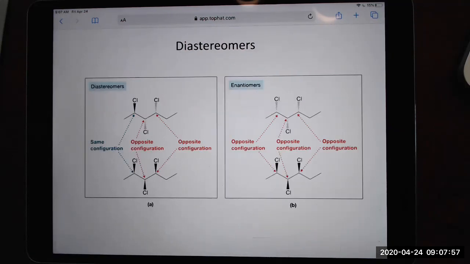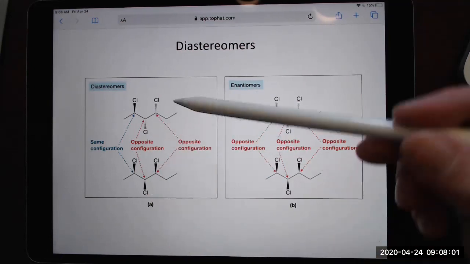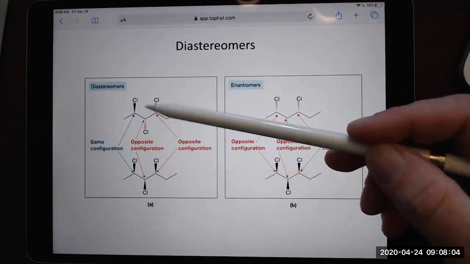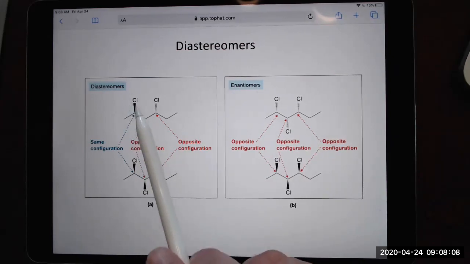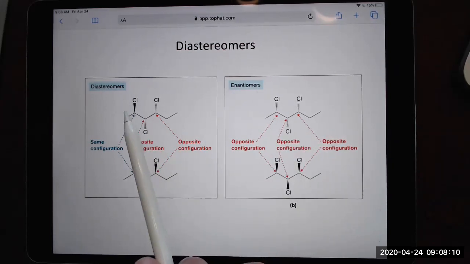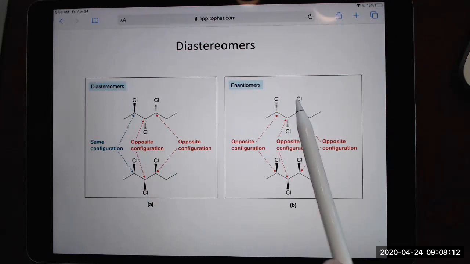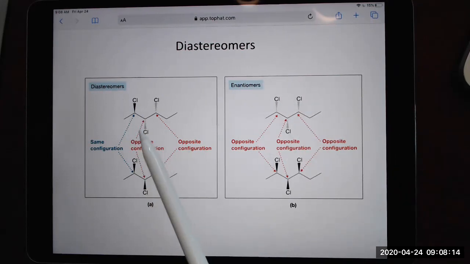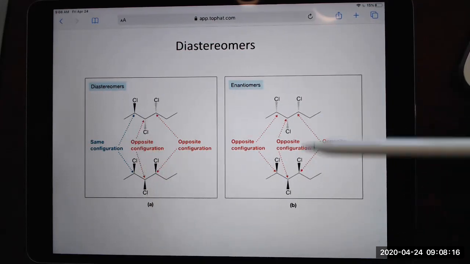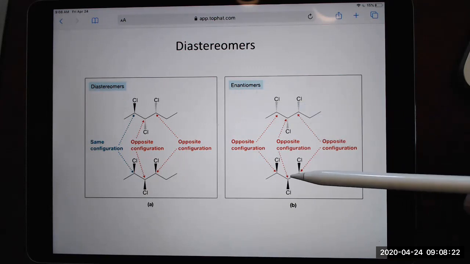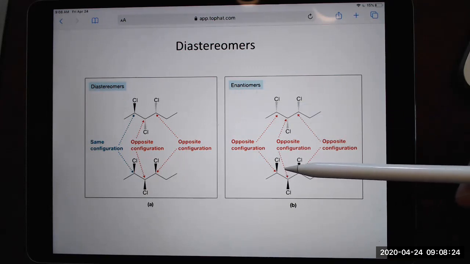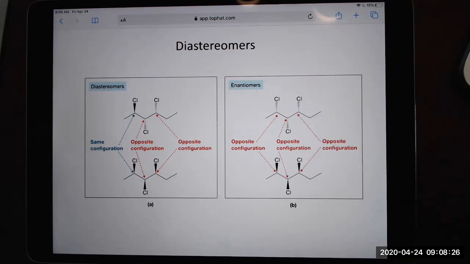So for here, these are diastereomers. Actually, these are diastereomers as well because we're only switching one. If you compare this one to that one, switching this to this, these are diastereomers, these are diastereomers, but these are enantiomers, okay? Because we've gone from all dashes to all wedges. All of them have flipped, so these are enantiomers.